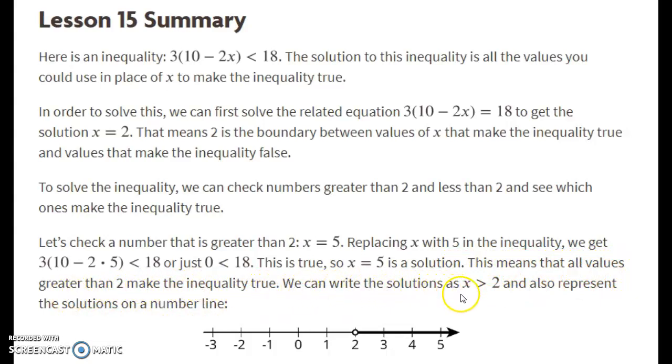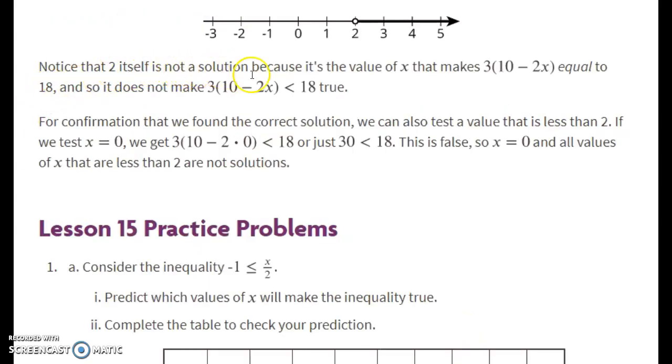We can write the solutions as x is greater than 2 and also represent the solutions on a number line. We have an open circle above the 2, and the line is going to the right, which means all values are getting bigger. Notice that 2 itself is not a solution because it's the value of x that makes 3 times the quantity 10 minus 2x equal to 18, and so it does not make 3 times the quantity 10 minus 2x is less than 18 true.